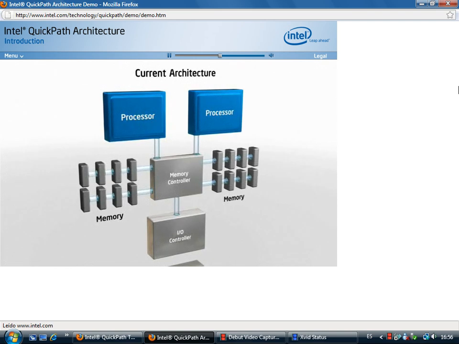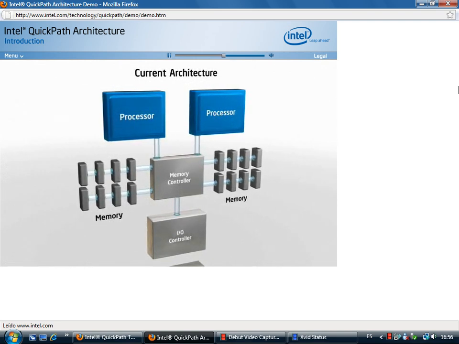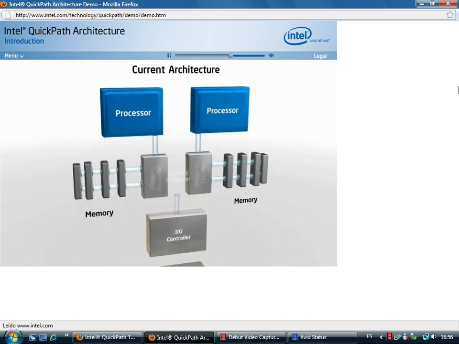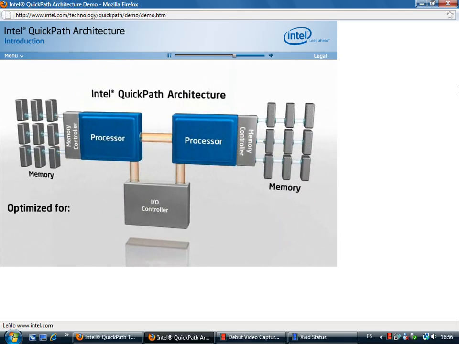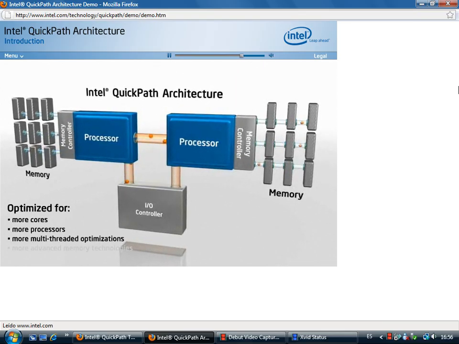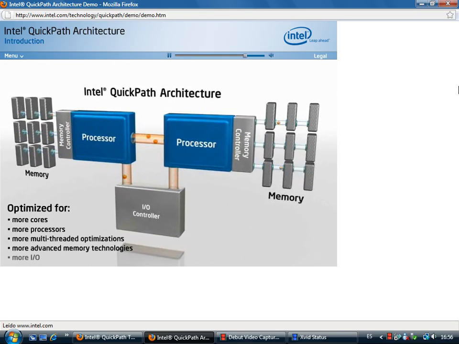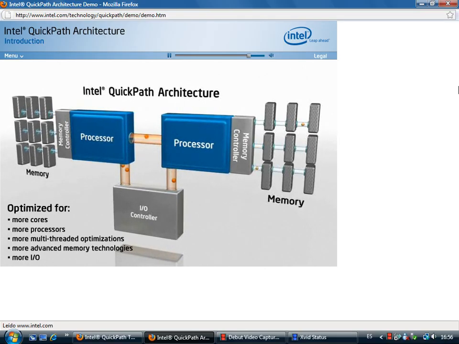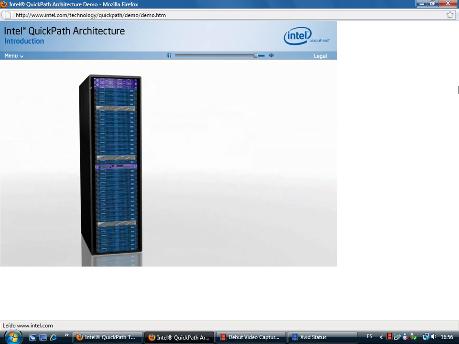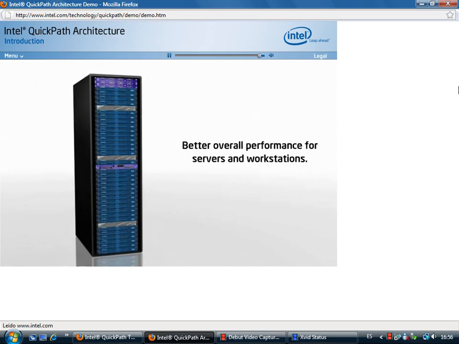Through current generation platforms, the front side bus was able to keep pace with microprocessor improvements. Tomorrow's advanced platforms feature more cores, more processors, more multi-threaded optimizations, more advanced memory technologies, and more I/O. Intel Quickpath Architecture is optimized for these new platforms, and that means better overall performance for servers and workstations.